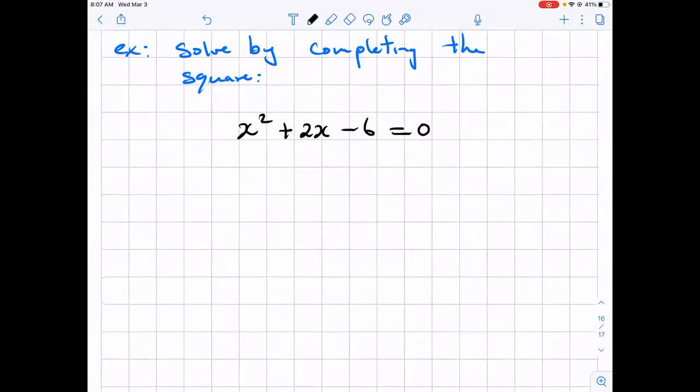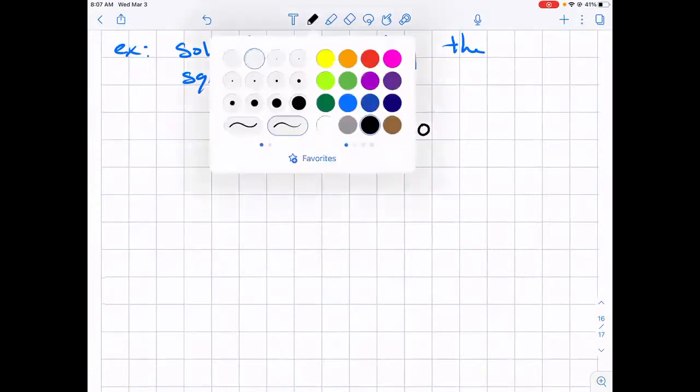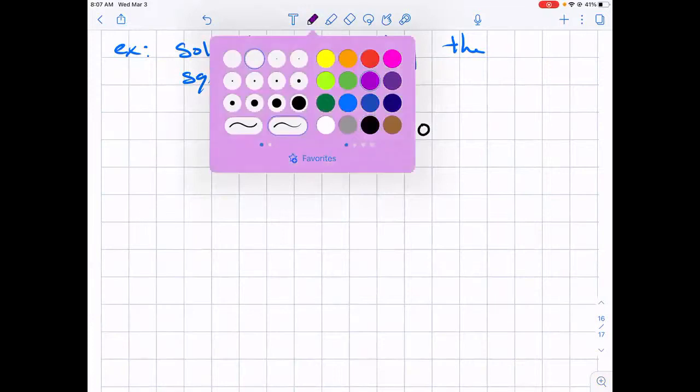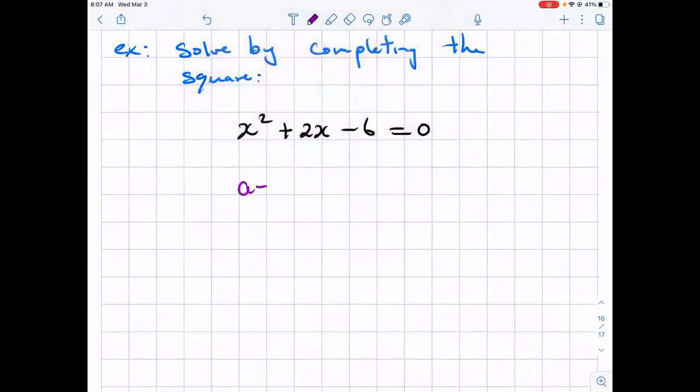Now, the first thing we're going to do is make sure that a is 1, right? So notice that a here is 1, and I'm getting this from that coefficient there. b is 2, and I'm getting that from there. It's a positive 2. And c is equal to minus 6, and I'm getting that from there. So you have to make sure you know what a, b, and c are.